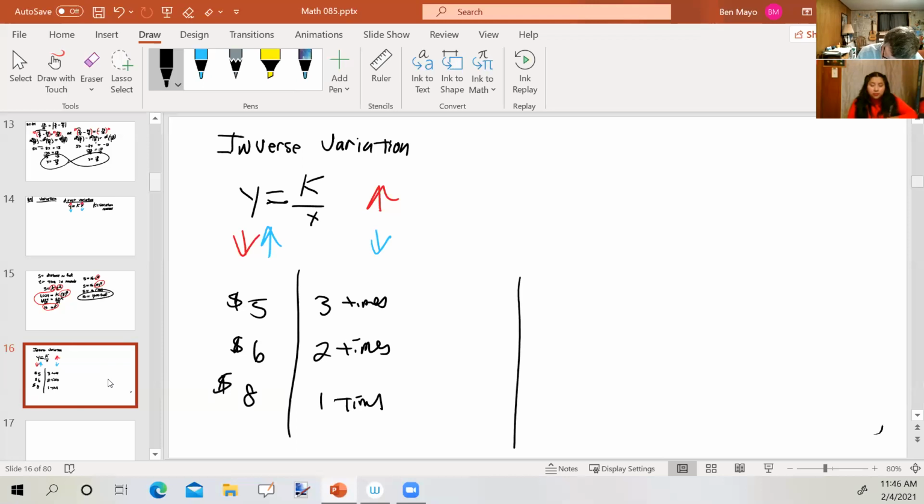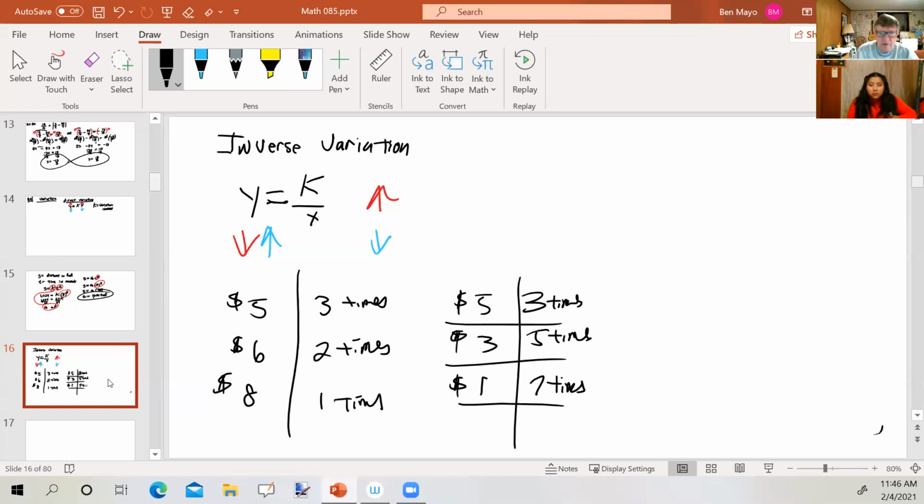Let's go the other way. Let's go back to $5, 3 times. Let's say it was $3. Well, then I'd probably buy like one every school day, 5 times a week. Let's say it was $1. Wow, I'd probably go 7 times. So again, if there's something that you like to consume, if the price goes up, the amount you're willing to buy generally goes down. If the price goes down, the amount you're willing to buy generally goes up. Does that make sense? So as one goes up, the other goes down. As one goes down, the other goes up. That's sort of how inverse variation works.